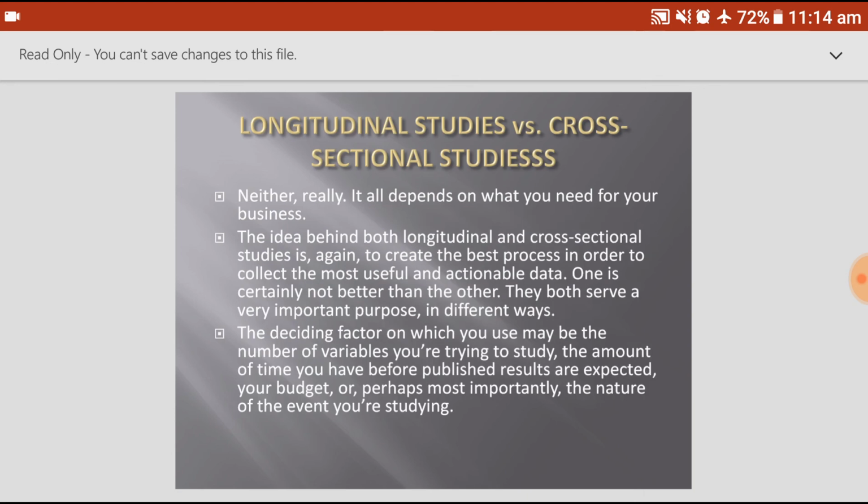Now, longitudinal studies and cross-sectional studies: which one is better? Neither, really. It all depends on what you need for your business study. For your business, the idea behind both longitudinal and cross-sectional studies is again to create the best process in order to collect the most useful and actionable data. One is certainly not better than the other. Both serve a very important purpose in different ways. The deciding factors on which you use are the number of variables you are trying to study, the amount of time you have before publishing results, your budget, or perhaps most importantly, the nature of the event you are studying.